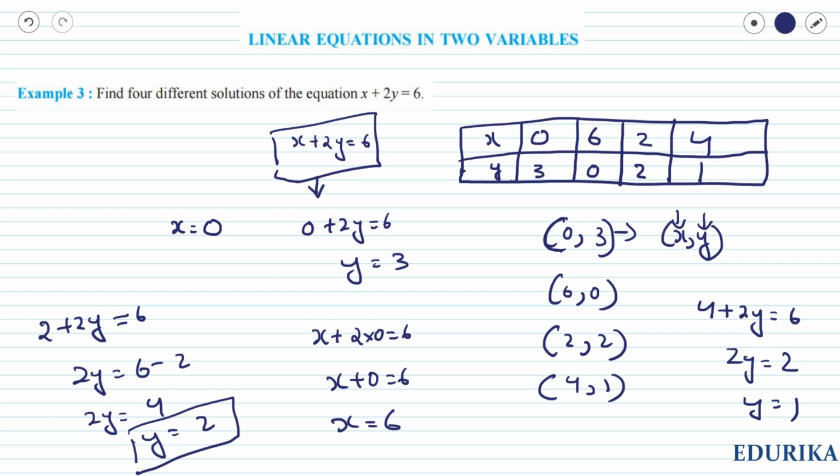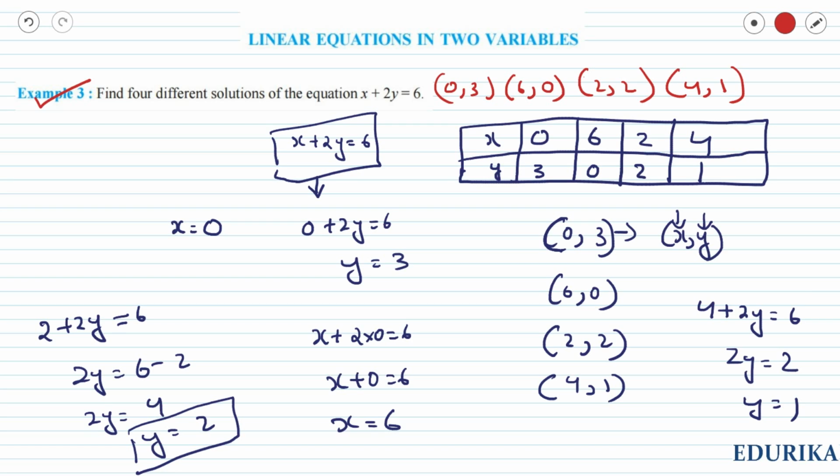I'll write it down here. The 4 solutions are 0 comma 3, 6 comma 0, 2 comma 2, 4 comma 1. So these are the 4 solutions, right? So with this we are done with example number 3, and I hope that you have understood how to find solutions of a given linear equation, right?